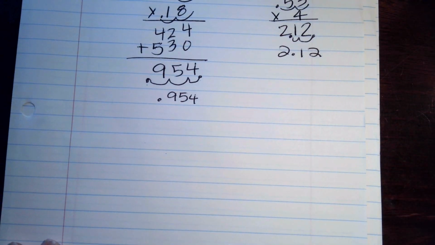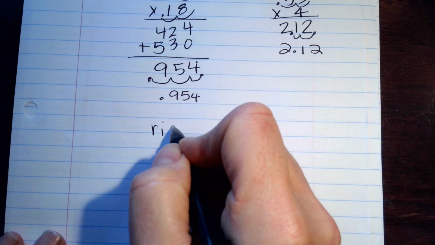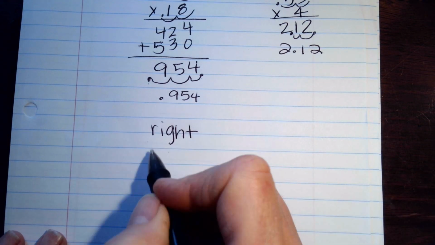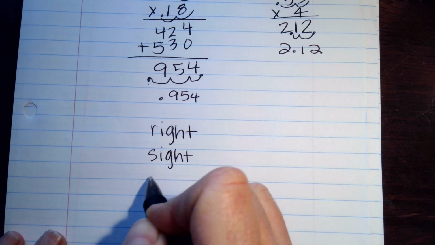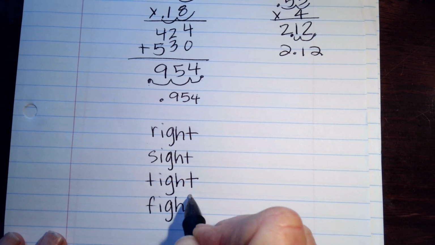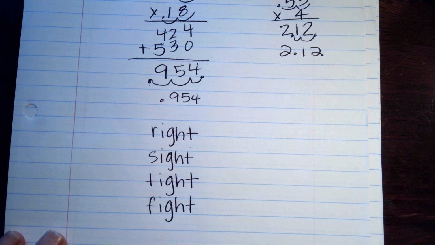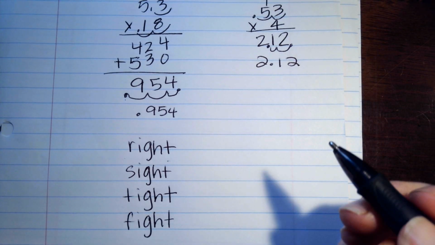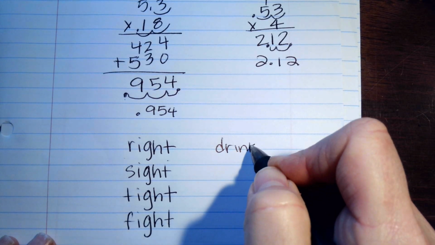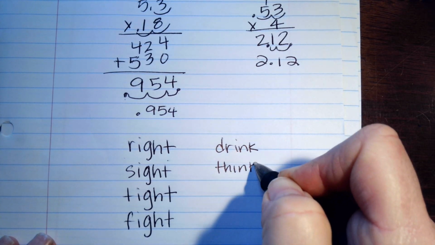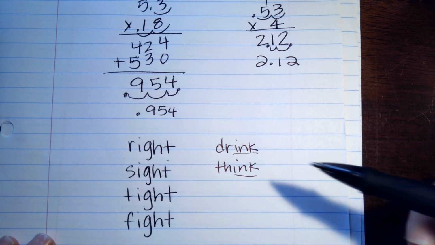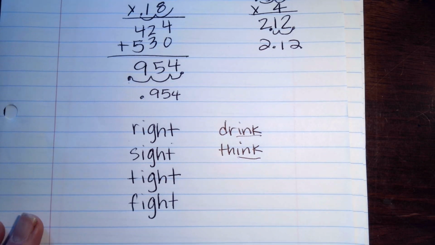And I am going to give you IGH makes I, so this is ite, ite, to ite, fight. And this is the kind of right, like your right hand or you're making a right turn. These ones are kind of cousins. We have drink and think. They don't make sense, but they follow kind of the same rule. There's an ink and an ink. Ink, ink.